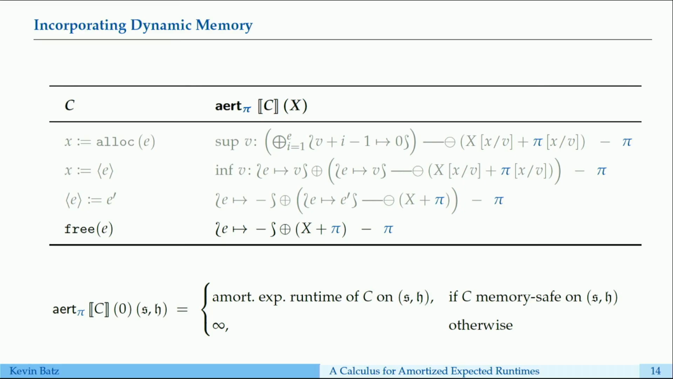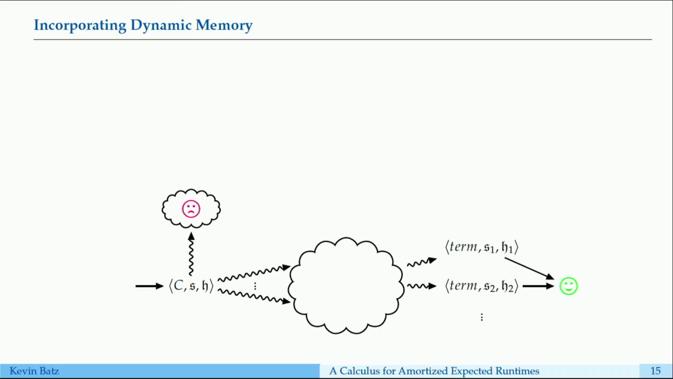So one open question was, is this indeed the case? So does the aert indeed always provide us with the quantity we're interested in? And we have proven this with respect to an operational Markov decision process semantics. And schematically, it looks like this. We start in some initial state, and due to the randomization or the non-determinism, we have possibly multiple executions. Some might end up in a memory fault, some might diverge or terminate successfully.